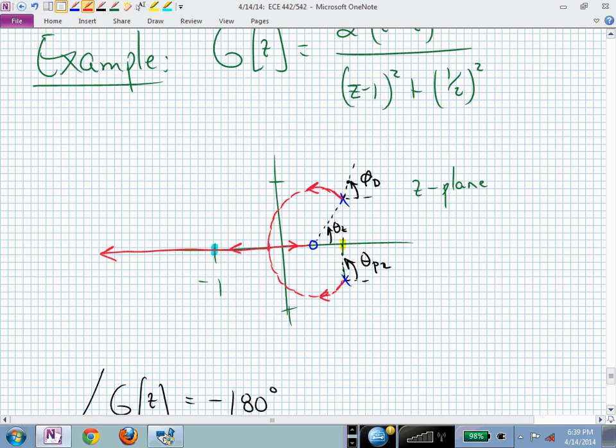Do you initially start stable in this system? Yes or no? Why not? Your poles have a magnitude bigger than 1, don't they? They were at 1 plus j 1/2. That's bigger than 1 in magnitude. So you're not starting stable. You have to crank this up a little bit to get where? Now you need to sketch your unit circle again.